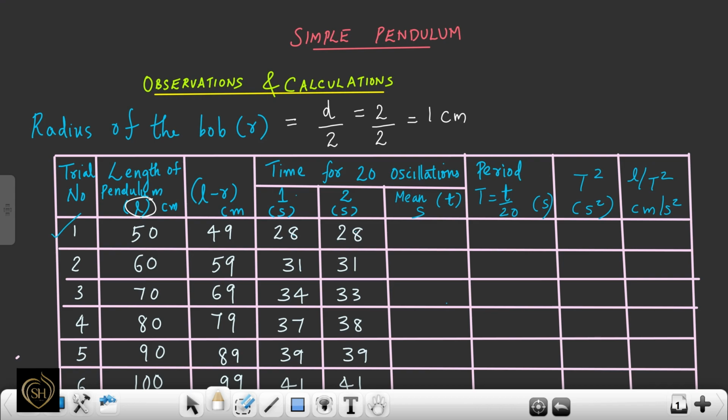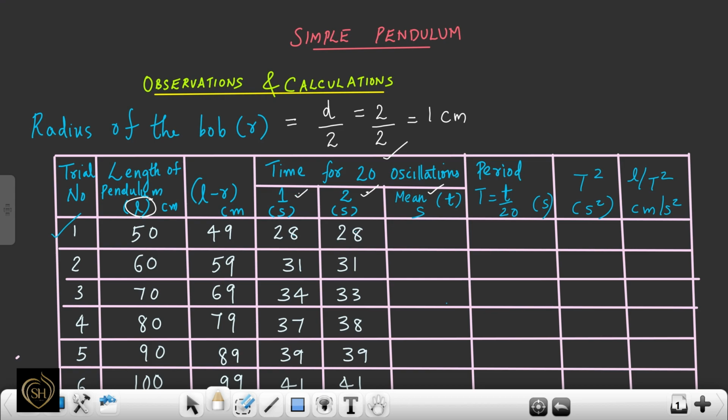Next is time for 20 oscillations. One is trial number 1, and 2 is trial number 2. The unit of time is second. Then the next column is mean time in seconds. That is the first trial plus the second trial divided by 2. That is the mean value of time.